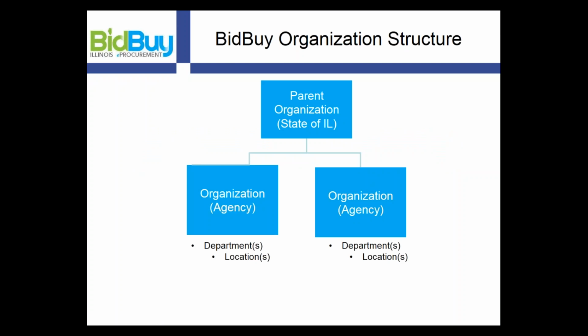The BidBuy organization structure is set up with the parent organization of State of Illinois, and then each organization agency is set up individually. The reason why this is important to you is that when you are looking in the system, the org that you are listed under will only show what is pertinent to you. So if you are looking up current release off masters in the system, you'll only see what you are able to order off of. You won't see every other organization's information and their recs or bids or POs within the system. It will just show you what is pertinent to you.